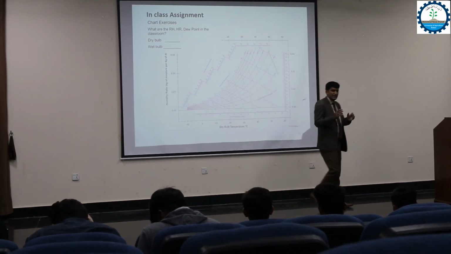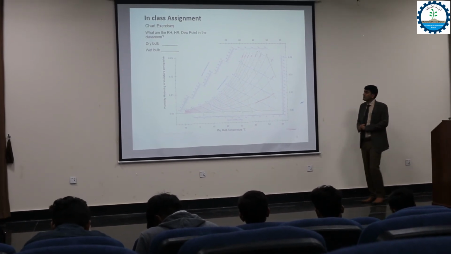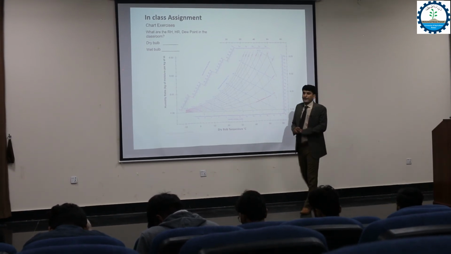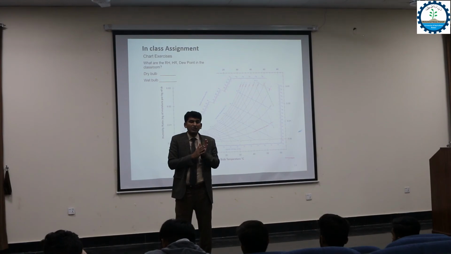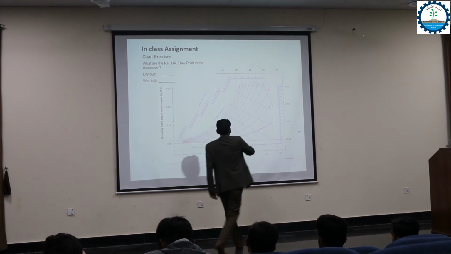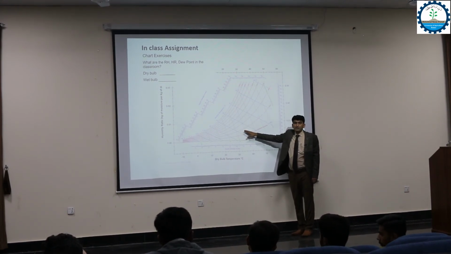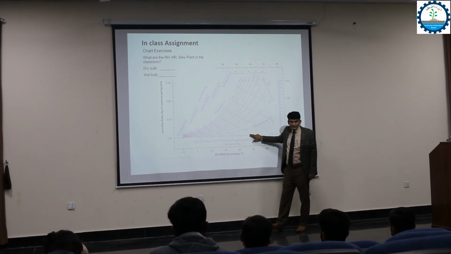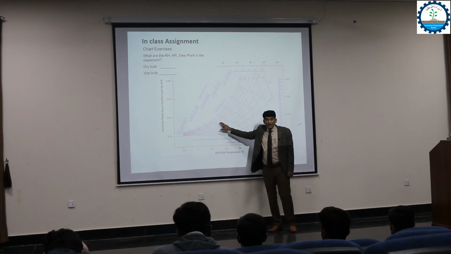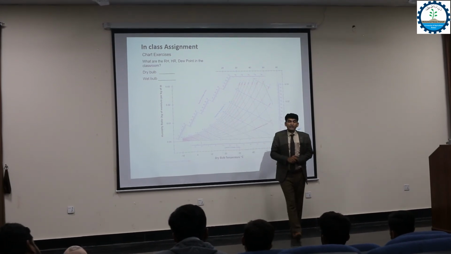If anybody has a question, you can ask meanwhile. Okay, Talha, can you show me where the wet bulb lines are? You can mention the color. Blue lines, this one. This is the wet bulb lines. So what will be the dew point? How do we predict it from this graph?